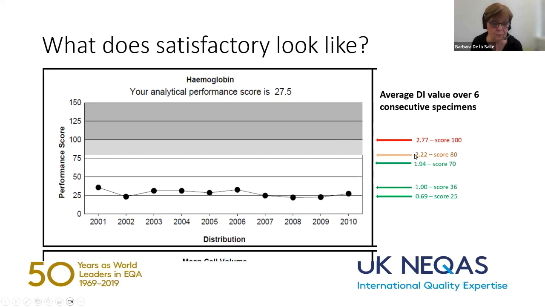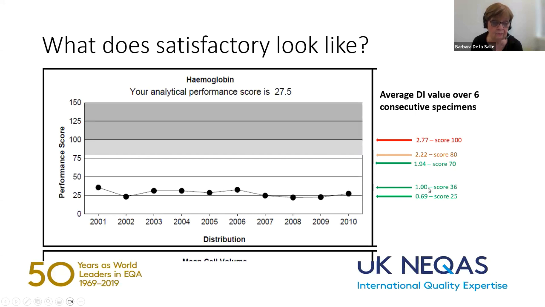An average score of 2.22 over 6 specimens will push you into the unsatisfactory zone or the borderline zone. An average score of 1.94, so just below a DI of 2, will keep you well in the satisfactory zone. And this is an average score, remember, it's not just the occasional high DI. An occasional high DI will not push you into unsatisfactory performance.